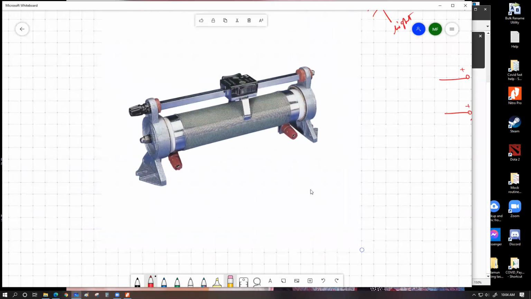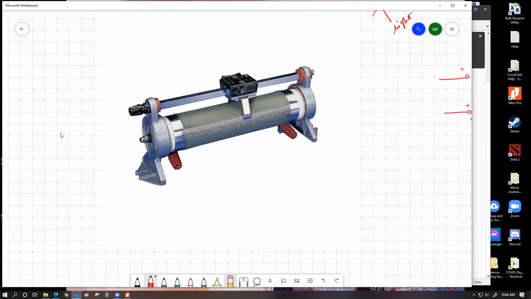Okay. This is the most common type of design for a laboratory-based rheostat. I'll explain how this works. On the two sides, you can see two aluminum frames. This one, which has a leg, and this one, which has a leg.